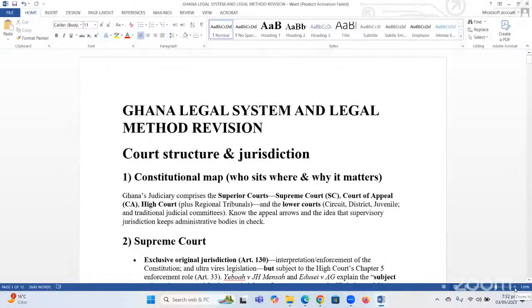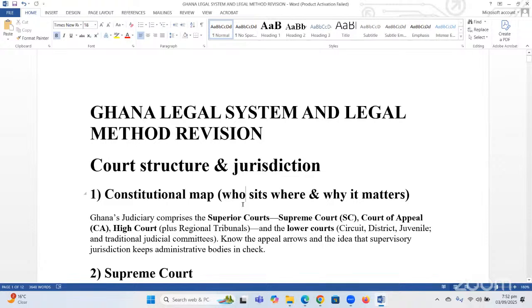Okay, so let me quickly run you through something I wanted to do with you. Quickly, we are going to revise the court structure. We'll be revising judicial precedent, and we'll look at civil procedure, criminal procedure, ADR, and statutory interpretation, so that we know we finish with the legal system.